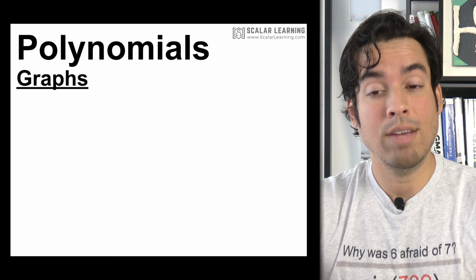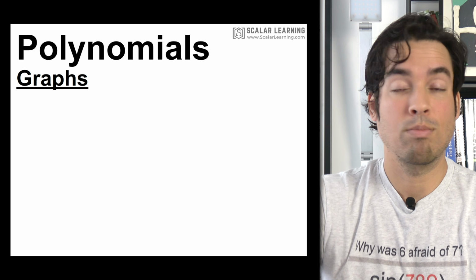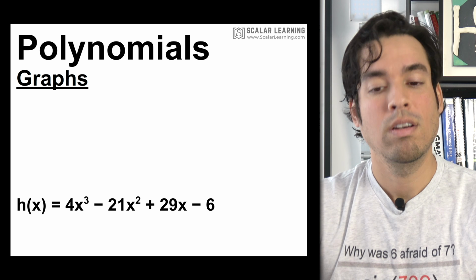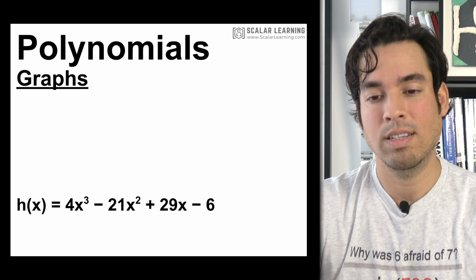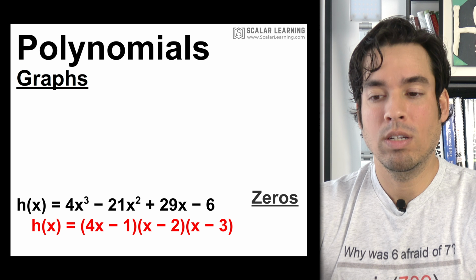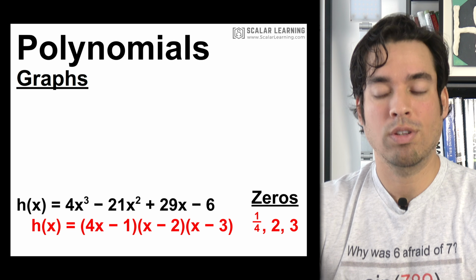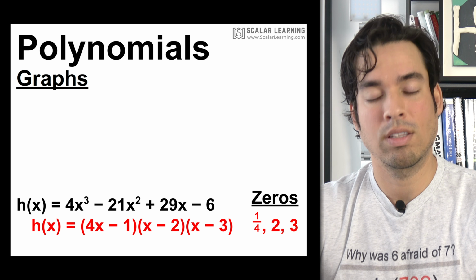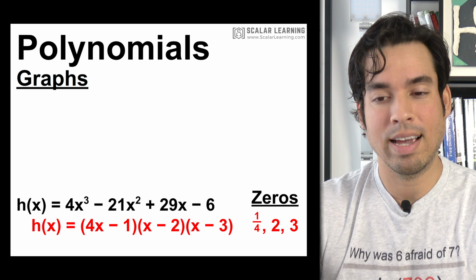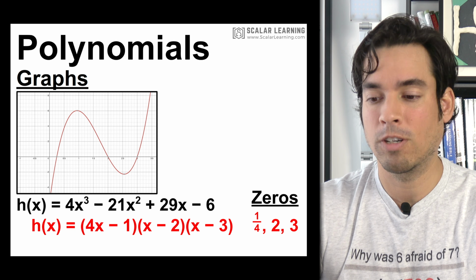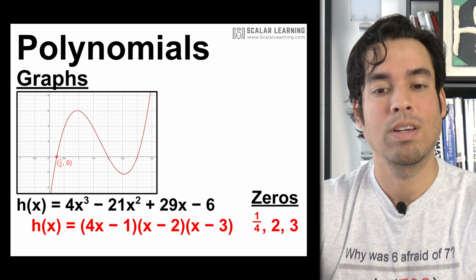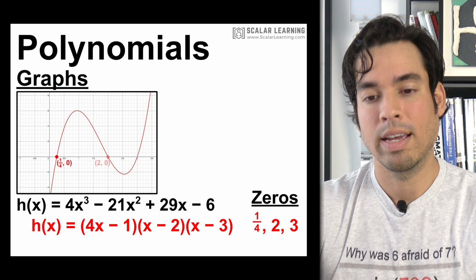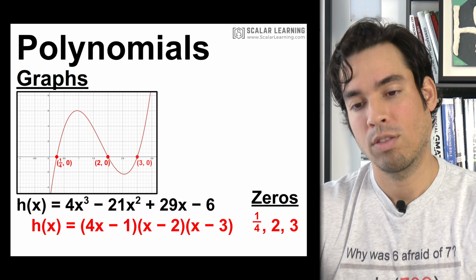Now let's talk about the graphs of these polynomials, especially that more complex one that we saw at the end, 4x cubed minus 21x squared plus 29x minus 6. So when we factor it and we know that the zeros occur at 1/4, 2, and 3, what does that look like on the graph? Again, the zeros are the x-intercepts. So if I look at this function, you notice that I've got a 0, aka an x-intercept, at (1/4, 0), at (2, 0), and at (3, 0).